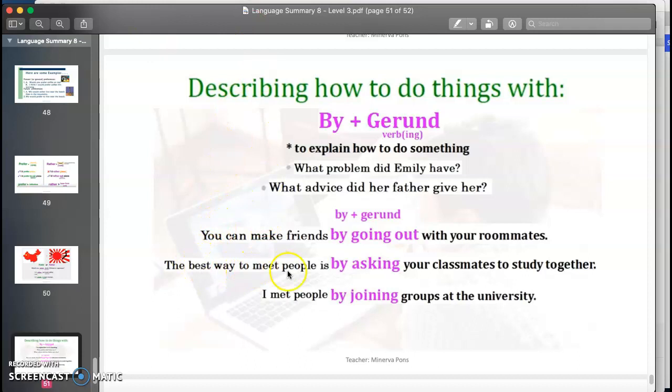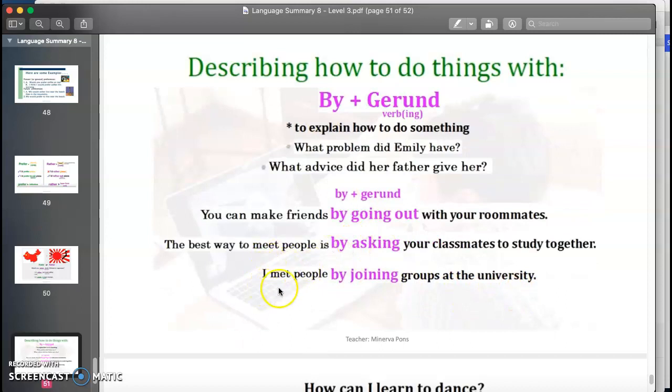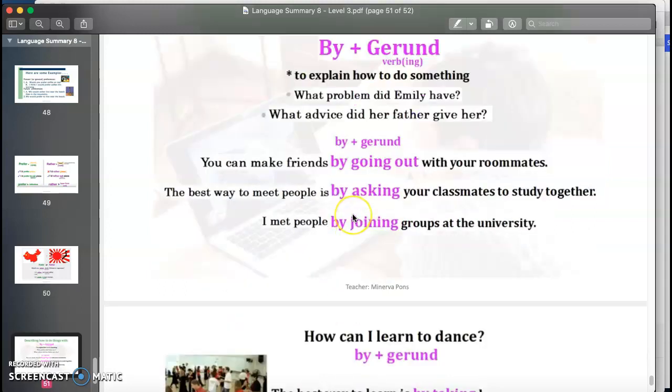The best way to meet people is by asking your classmates to study together. I met people by joining groups at the university. As you can see in here, we are using the past tense, so this is something I did. Let's say I had this problem and this is what I did to find the solution. For example, I started waking up early by setting up a different alarm tone, for example.